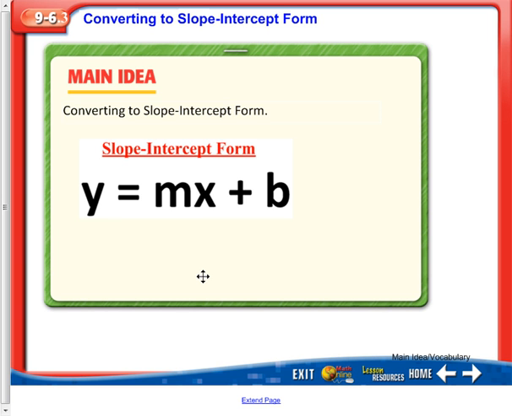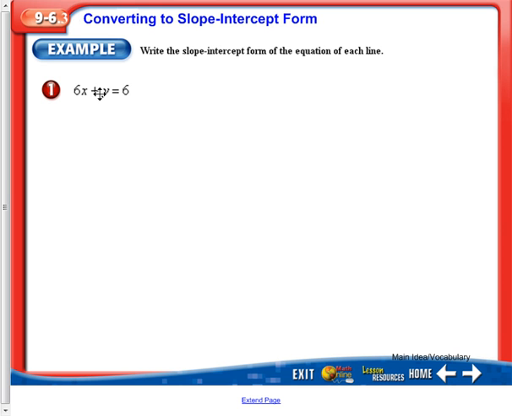So lesson 9.6.3, again, we're going to be talking about slope-intercept form. Pretty much all of 9.6 is slope-intercept form, but sometimes we get equations and they're not in slope-intercept form. So the main idea is that we're focusing on converting to slope-intercept form, so basically solving for y, which is why we practiced on those literal equations before.